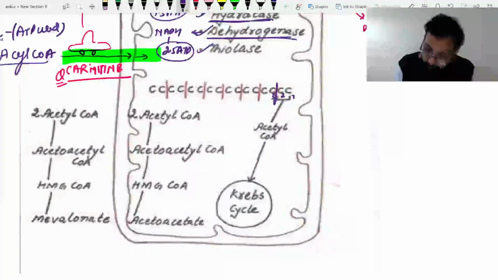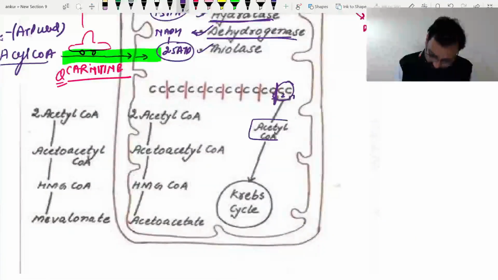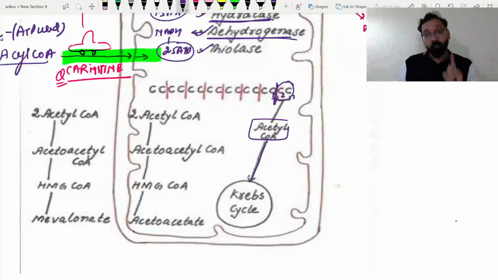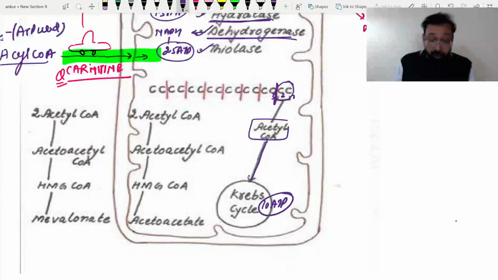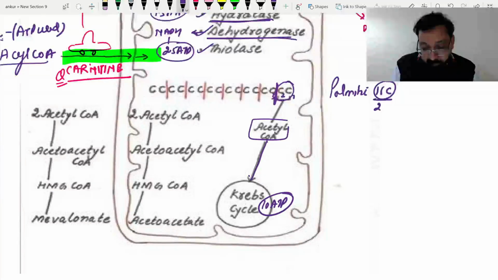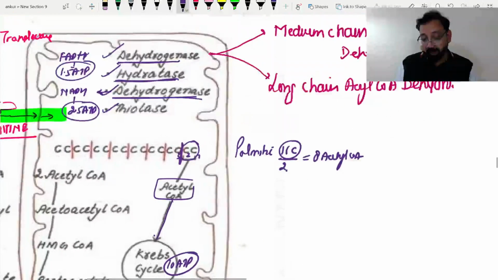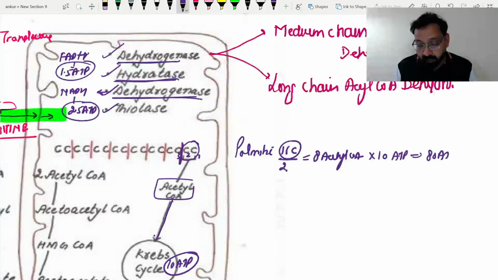Now this two carbon unit will be released as acetyl coenzyme. This acetyl coenzyme will enter the Krebs cycle, and I told you one acetyl coenzyme entering the Krebs cycle produces 10 ATPs. So palmitic acid has 16 carbons, divided by 2, gives 8 acetyl coenzyme. If palmitic acid is completely oxidized, the 16 carbon compound will give rise to 8 acetyl coenzyme, and 1 acetyl coenzyme entering the Krebs cycle produces 10 ATP. So 8 acetyl coenzyme will produce 80 ATPs.